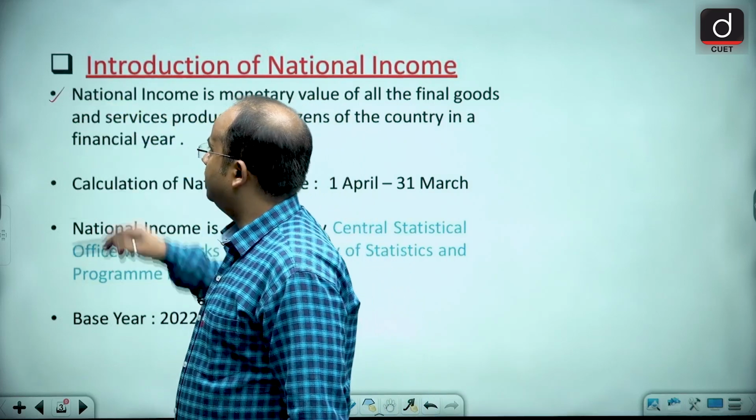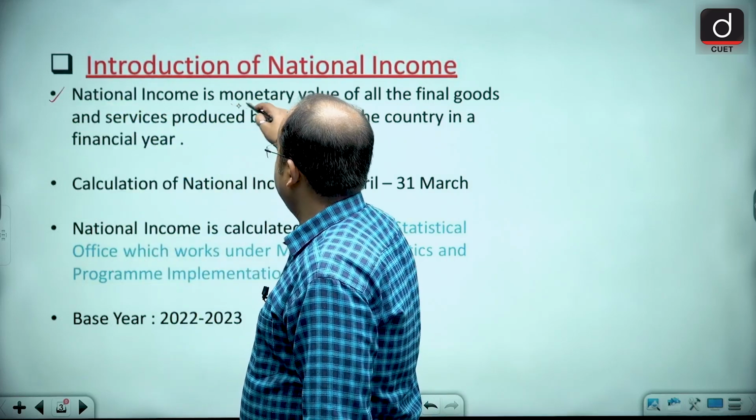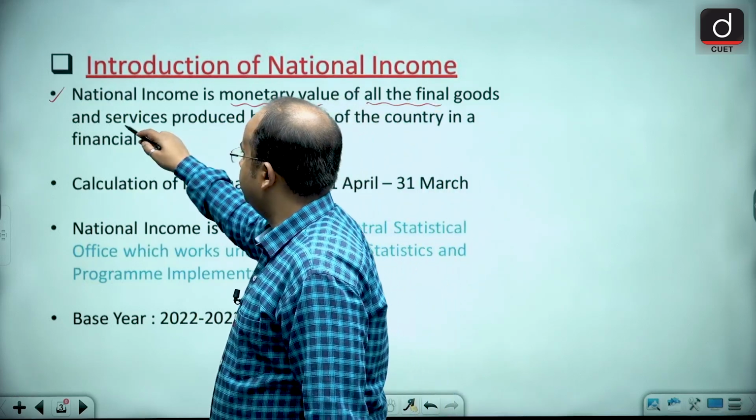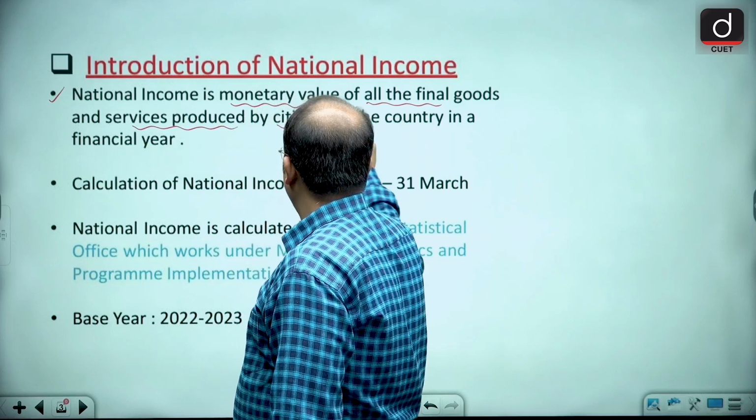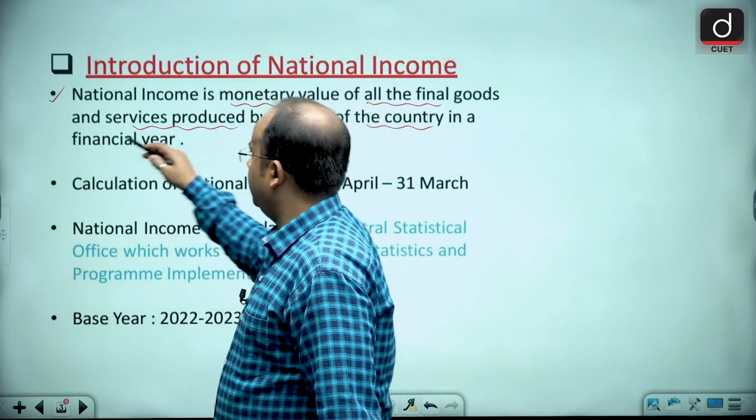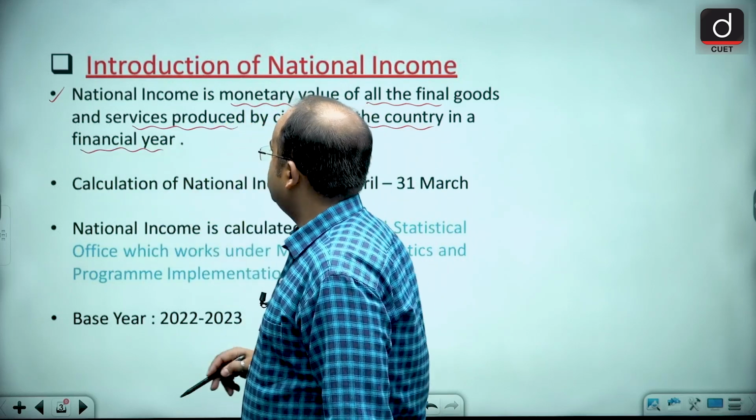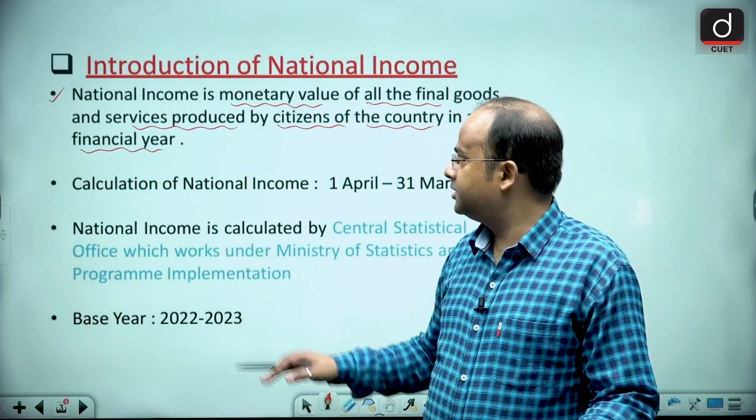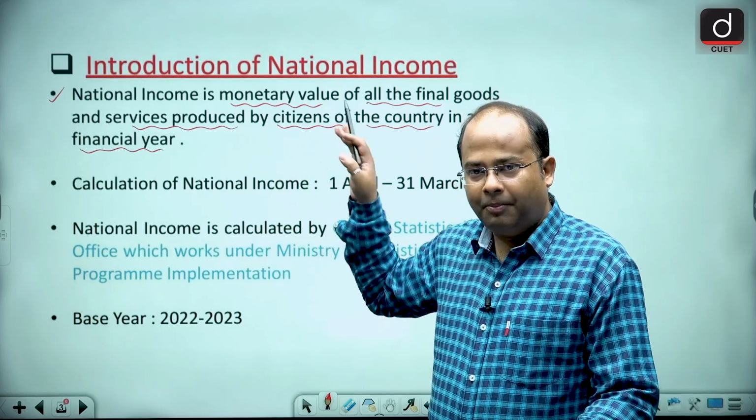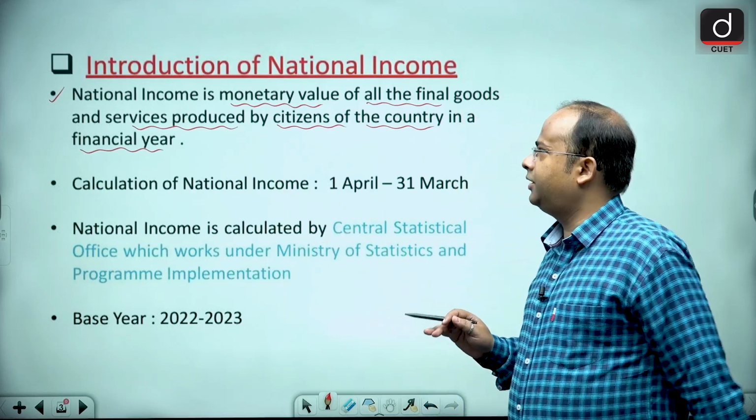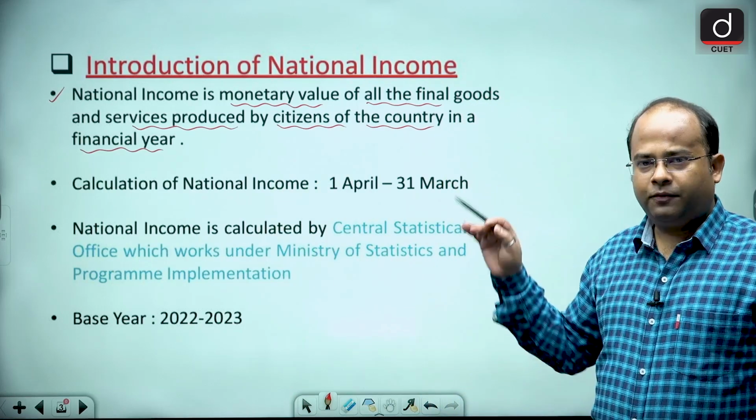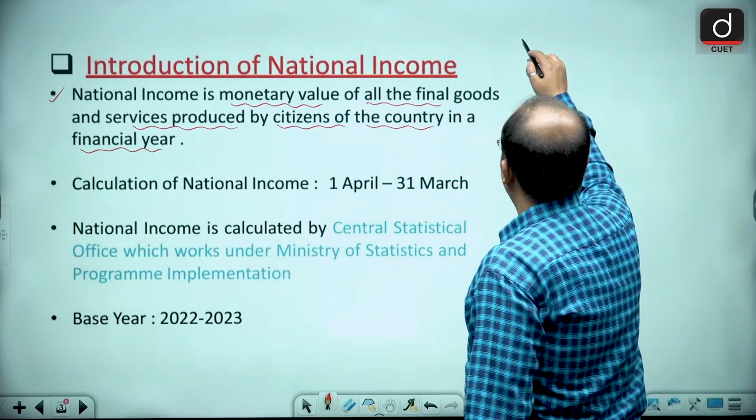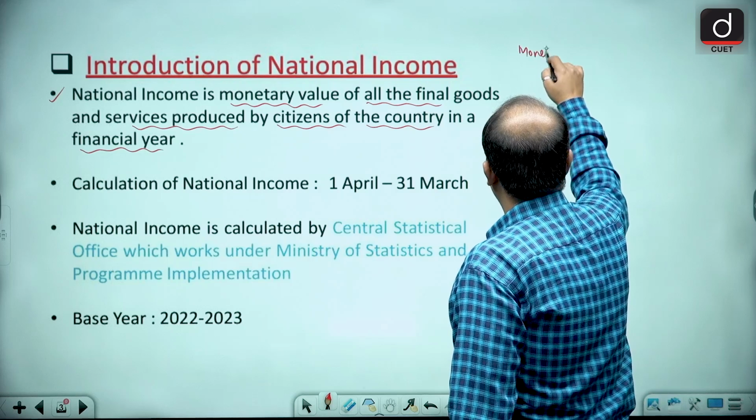The definition of national income is that it is the monetary value of all the final goods and services produced by the citizens of the country in a financial year. So it is the monetary value of all the final goods and services produced by the citizens of the country in a financial year. First of all, there are some keywords in this definition. The first keyword is monetary value.